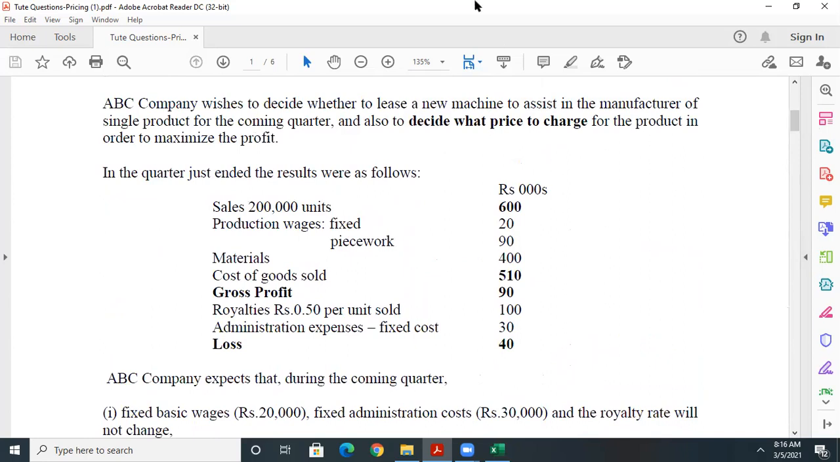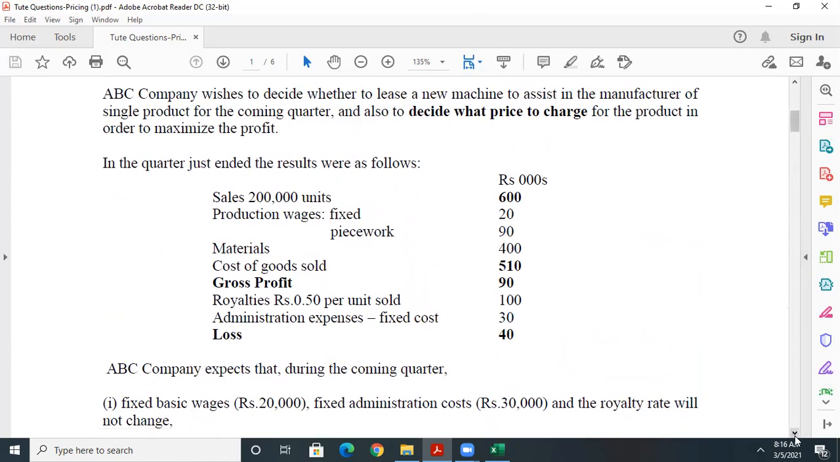Right. Hope that you have read the question and would have understood the requirements. So accordingly, shall we decide whether the purchase of this machine is worth it or not?